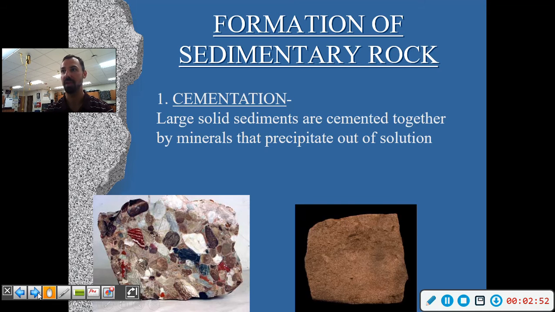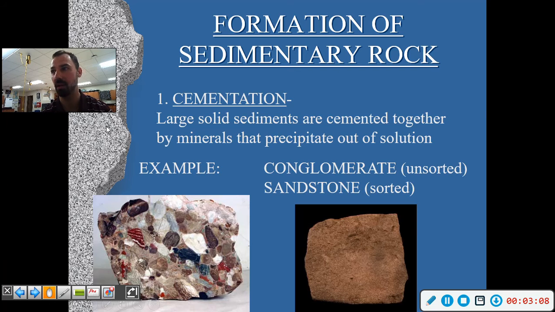Okay, so formation, we look at cementation as one way that they form. Large solid sediments are cemented together by minerals that precipitate out of solution. An example of that could be conglomerate, which is an unsorted sedimentary rock. You can see that in the bottom left corner there. Unsorted means it's all different mixed sizes, whereas sandstone on the right is more of one size sediment, which would be sand-size particles. So you can see the difference between sorted versus unsorted.